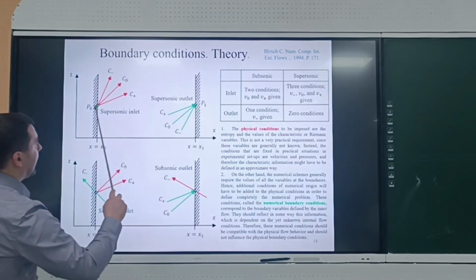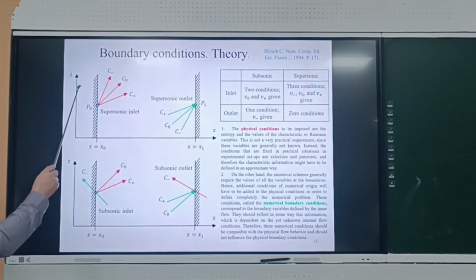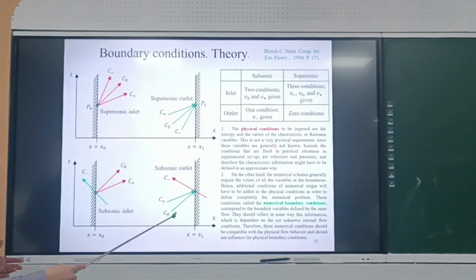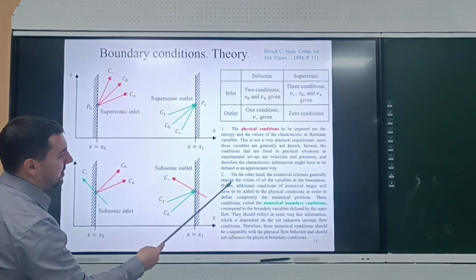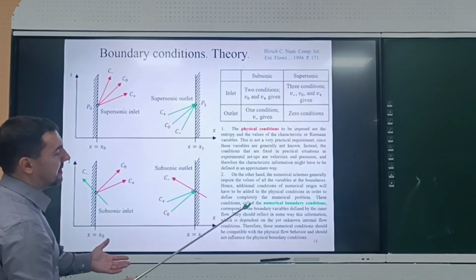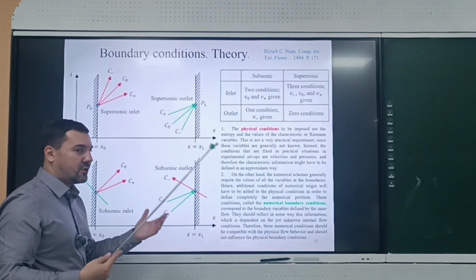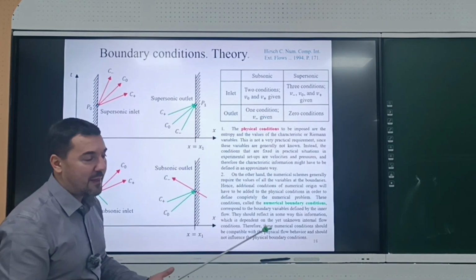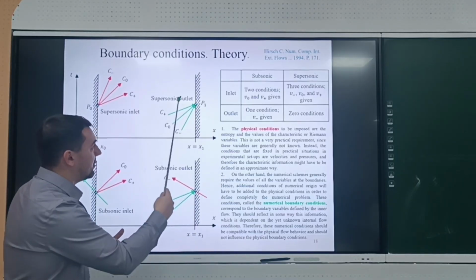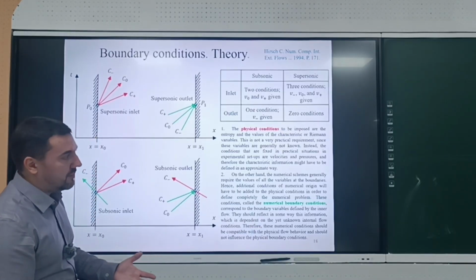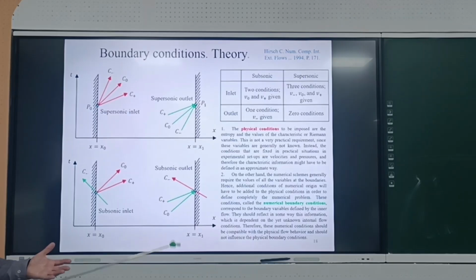So the red characteristics correspond to physical conditions. So here, from some physical consideration depending on the problem, you should realize the conditions for these red characteristics here. And for green characteristics, on the other hand, the numerical schemes generally require the values of all the variables at the boundaries. So what does it mean? I try to explain to you that you do not need conditions here. In your simulations, for sure, you should have some conditions, but they are not physical, because from physical point of view, for supersonic outlet, you do not need any conditions. But from numerical point of view, you should use some numerical boundary conditions.